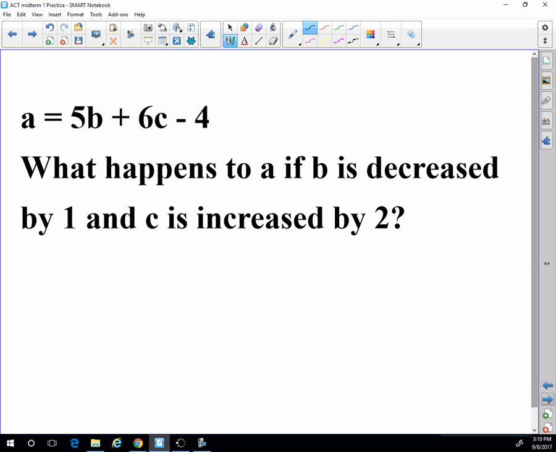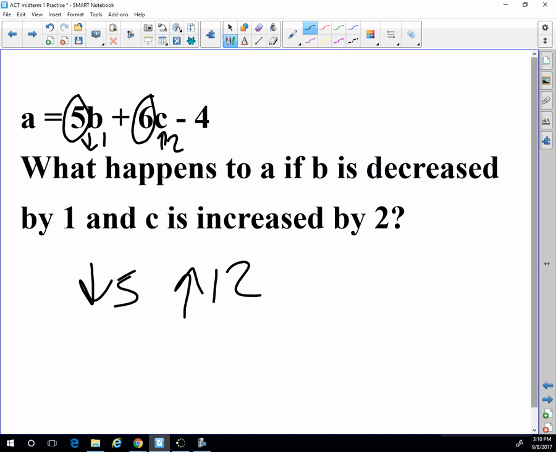So A equals 5B plus 6C minus 4. What happens to A if B is decreased by 1 and C is increased by 2? Whatever happens to B is multiplied by 5, so if B goes down by 1, the whole thing goes down by 5. And if C goes up by 2, that's multiplied by 6, so A goes up by 6 times 2, which is up by 12. So up 12 and then down 5 turns out to be up by 7.